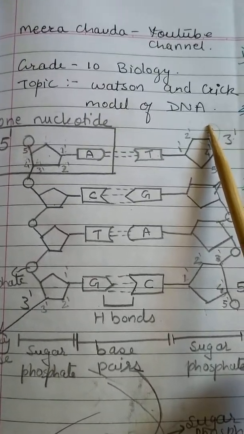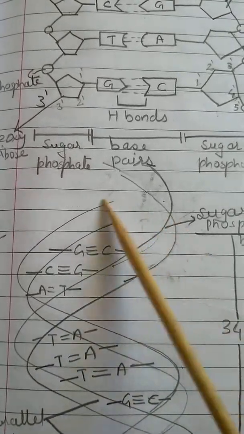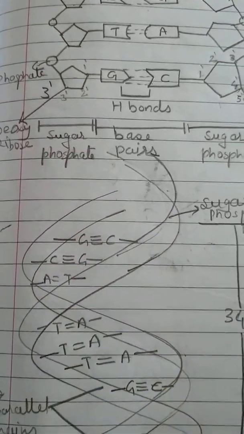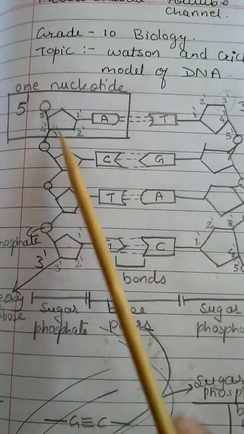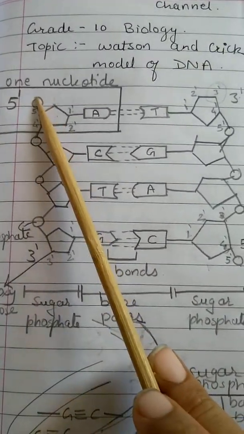The first point is that DNA consists of two polynucleotide chains. Here I have drawn the two polynucleotide chains. This is one nucleotide chain and this is the other. They are arranged spirally like this, and the nitrogen bases are in the center.